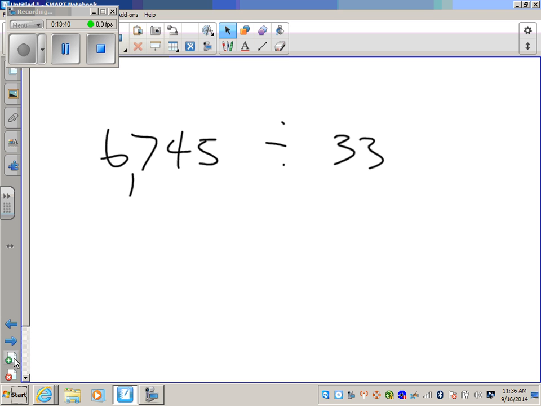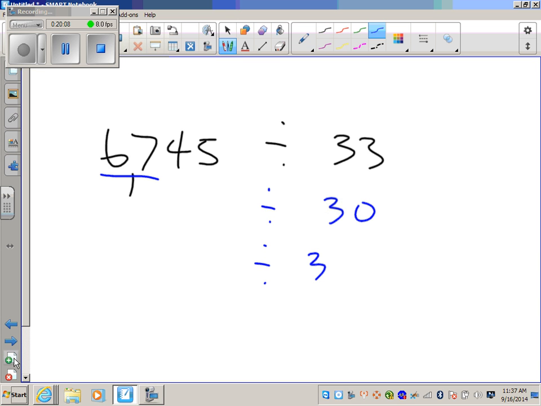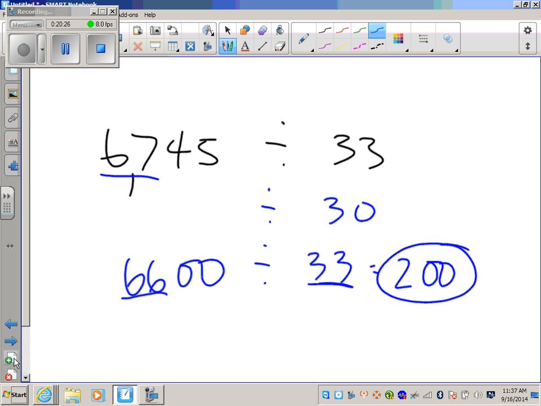We're going to round the 33 to what? 30. Or if you take a step back, could you leave it at 33 knowing that you're still going to look at your first two numbers? You say, okay, what number closest to 67 is divisible by 33? 66. So you could leave it as 6,600. Then we say 33 into 66, how many times? 2 with how many zeros? And it's 200.